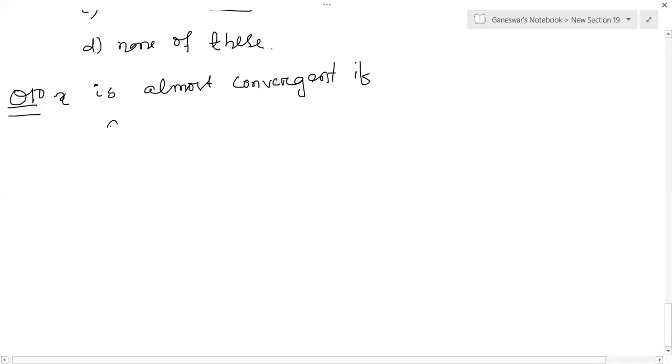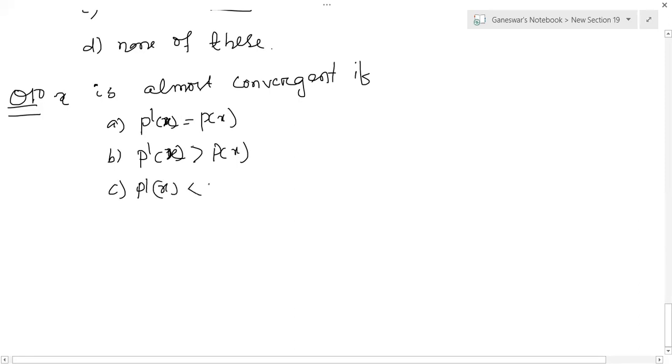Which condition is true? First option, P dash X is equal to P of X. And B, P dash X is greater than P of X. C, P dash X is less than P of X. And none of these.